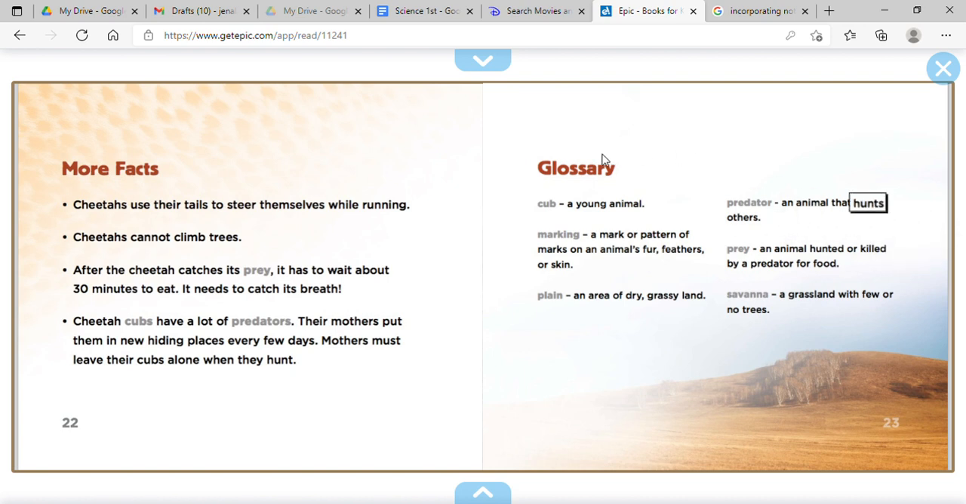Okay? In the glossary, a cub is a young animal. Markings: marks or patterns on an animal's fur, feathers, or skin. Plain: an area of dry, grassy land. Predator: an animal that hunts others. Prey: an animal hunted or killed by a predator for food. Savanna: a grassland with few or no trees.